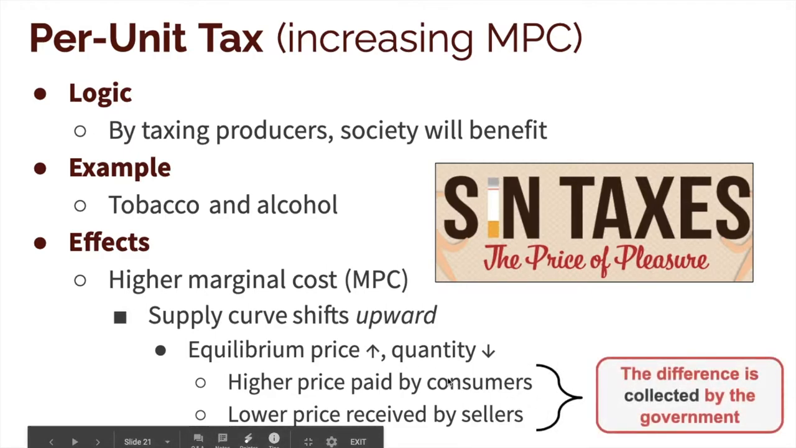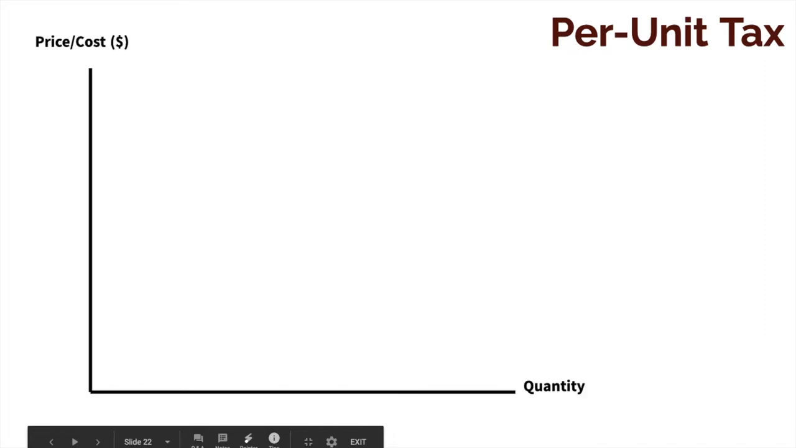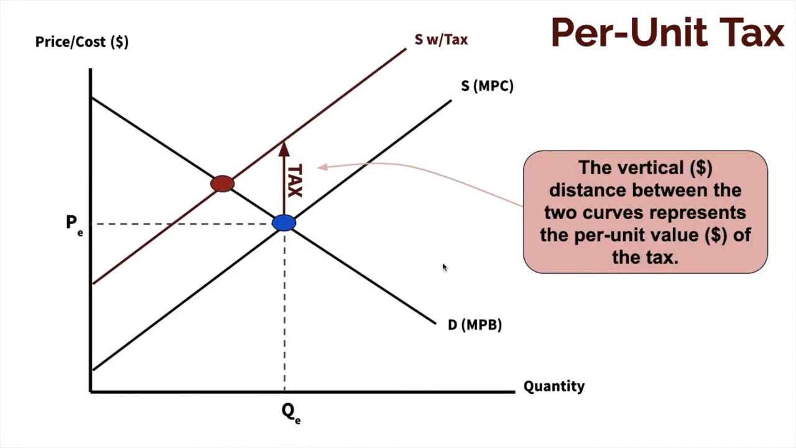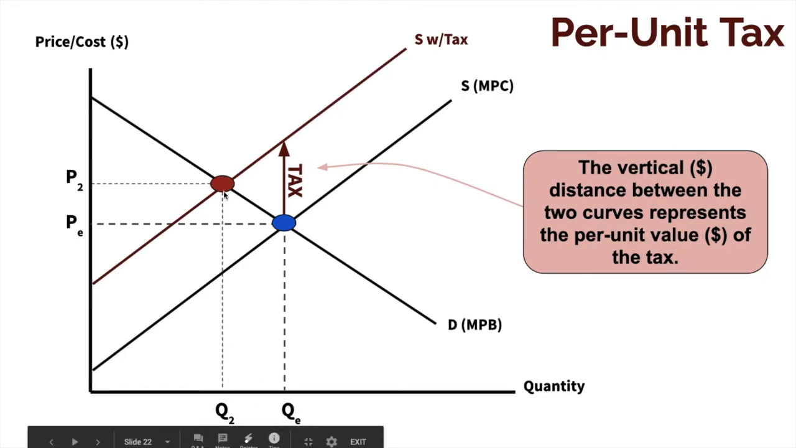So that gap between the price being paid by consumers and what sellers end up getting, that's the difference that's collected by the government. You can see this play out in the market graph, where the blue equilibrium is our original equilibrium, and then the government imposes the per unit tax. So the supply curve actually shifts up the amount of that tax. That's important. The per unit value of the tax determines how much the supply curve shifts. And notice, that's not what determines the equilibrium change, right? That just determines the shift in the supply curve without the tax and with the tax, before and after. So the red equilibrium is our new equilibrium in the market, and the price is higher and the quantity is lower, but that's the equilibrium price and quantity.